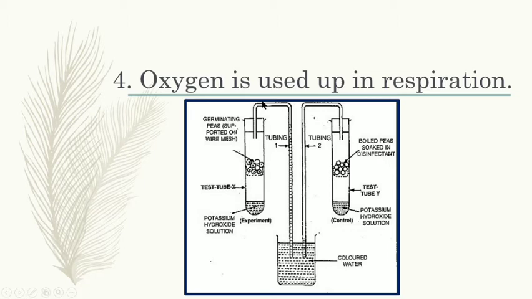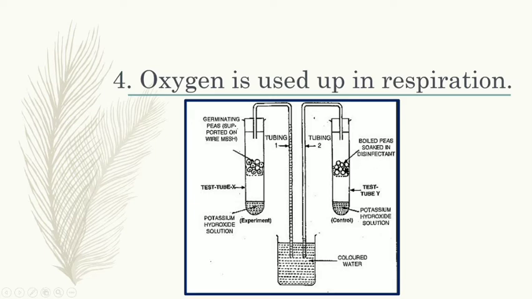Oxygen is used. So here we are taking two test tubes, test tube X and test tube Y. We will label them test tube X and test tube Y. In test tube X and Y, we are filling potassium hydroxide solution. So KOH solution is poured in both of the test tubes, and we place a wire mesh, and on the wire mesh we are placing the germinating seeds in test tube X, while the boiled seeds in the disinfectant in test tube Y. So now the question arises here: why are we placing the boiled seeds here?